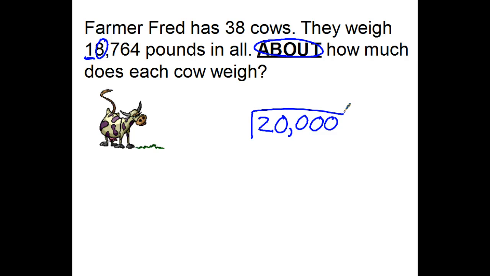How many cows does he have? 38. So I'm going to underline the highest place. Circle the 8. 38 is going to go up to 40. And now I'm just doing what I did yesterday. Getting rid of an outside and an inside 0. And then just start dividing. How many 4's in 20? 5. How many zeros still left? 1, 2. So each cow weighs about 500 pounds. That's a reasonable kind of answer.